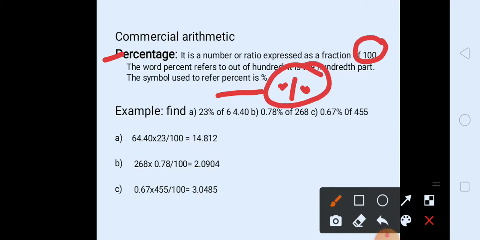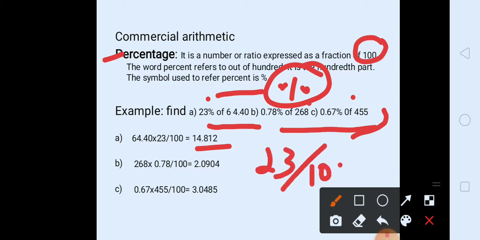So let me explain this percentage problem with some simple examples, students. First one, find 23% of 64.40, and 0.78% of 268, and 0.67% of 455. Here there are three problems. First one: 64.40 into 23 divided by 100, it is 14.812. You just have to multiply. Percentage means 23 divided by 100 here.